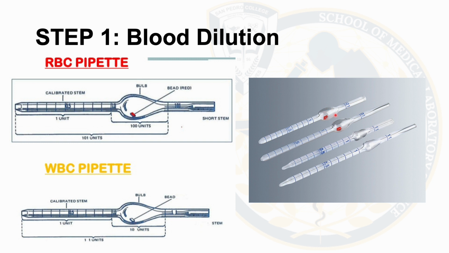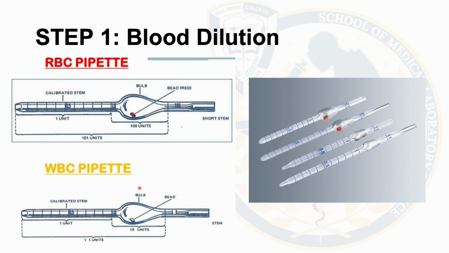If you look at the actual picture of the pipette, it will look like this. This pipette here has a red bead, therefore this is an RBC pipette, or a red blood cell pipette. And the other one has a white bead, therefore that's a white blood cell pipette. If you compare the bulb size, it's obviously different. It's bigger in your red blood cell pipette compared to your WBC pipette, because your RBC pipette can hold 100 units of your blood sample, or your solution rather, while your WBC pipette can hold 10 units of it.